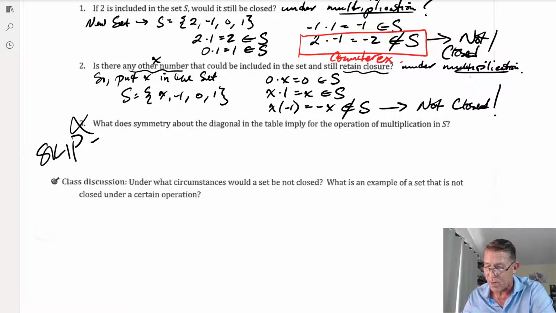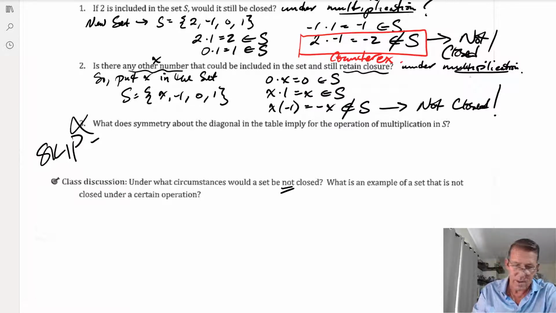Under what circumstance would a set be not closed? What is an example of a set that is not closed under a certain operation? If the result of the operation on two elements is not in the set, then it is not closed. So this is basically just a summary question here: when is it not closed?